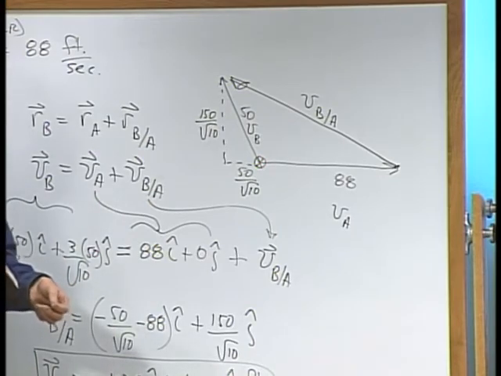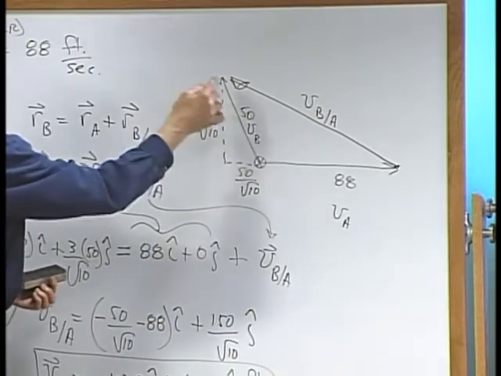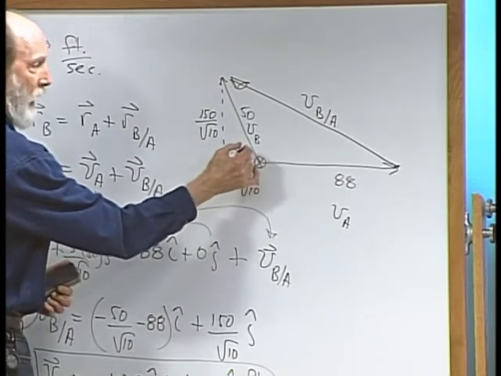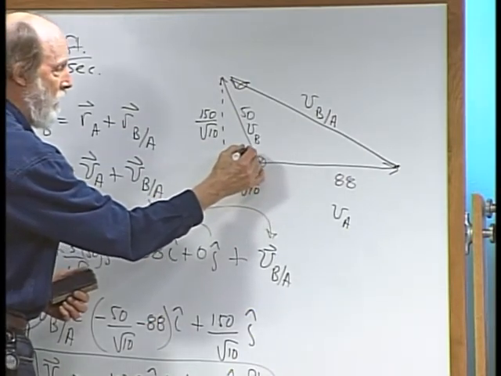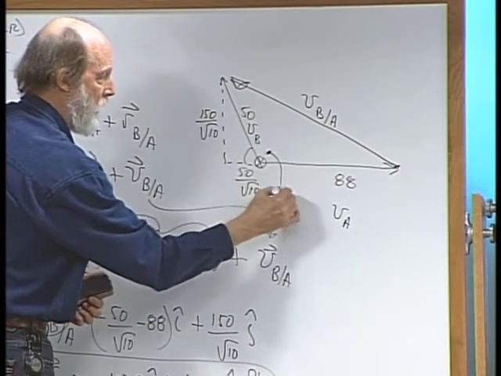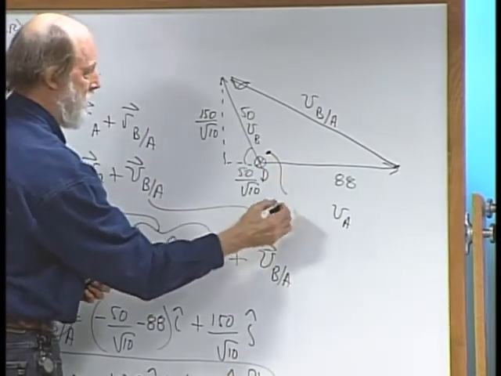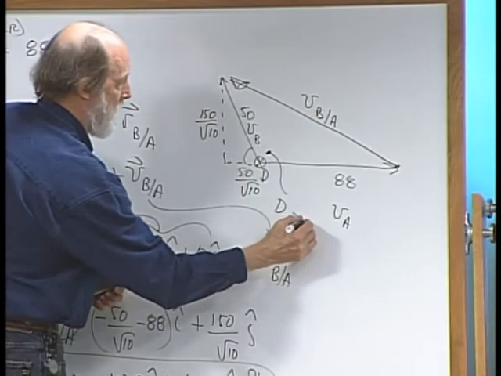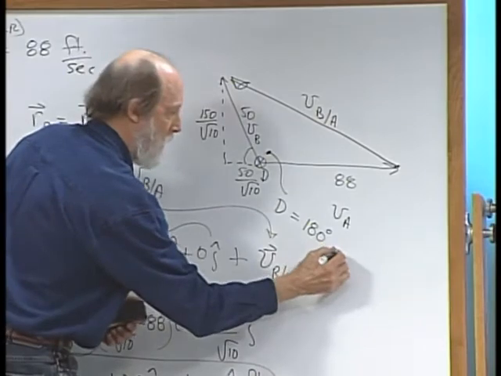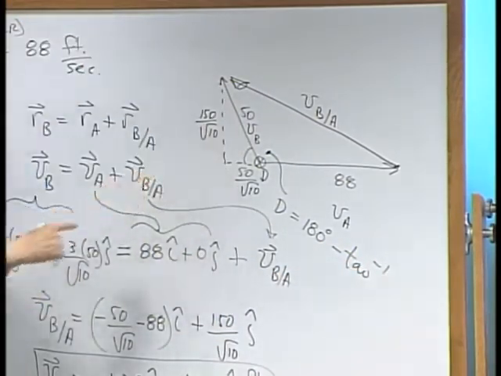Do we know any angles in here? Do we know any angles on this drawing before we did the problem? Yeah, we can find the angle of the right triangle. And we then know this angle, don't we? Yeah, we know this one. So with this angle right over here, let's call it D. Angle D is going to be equal to 180 degrees minus the inverse tangent of 3 over 1.